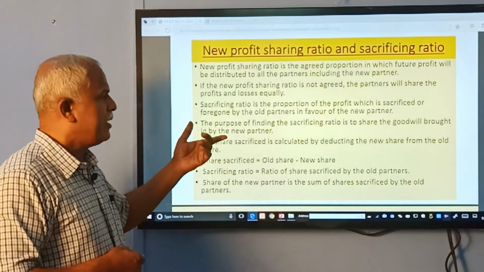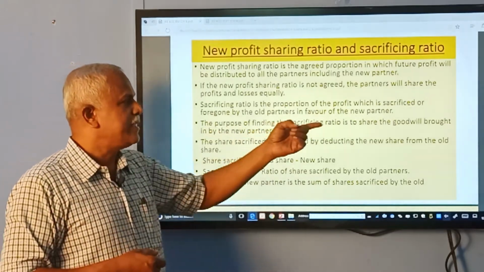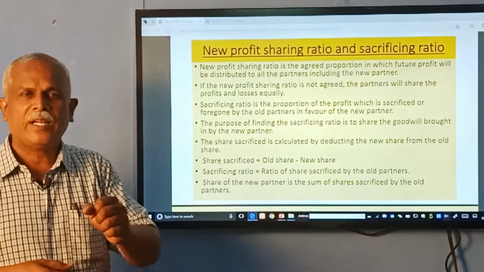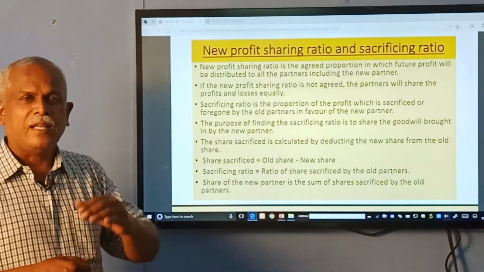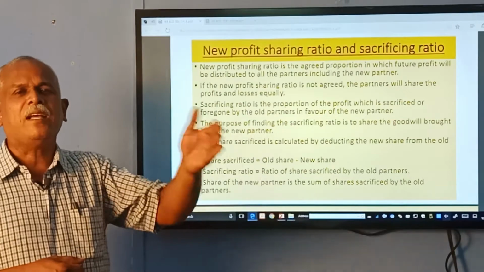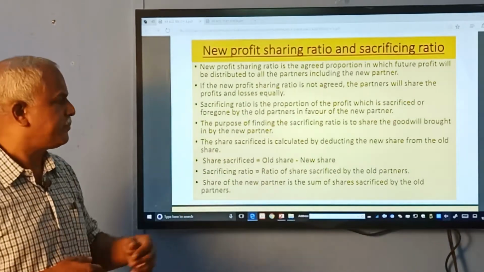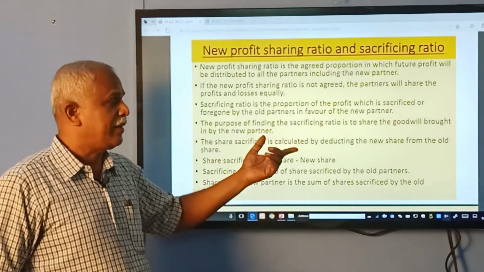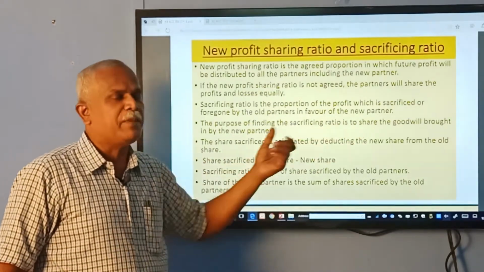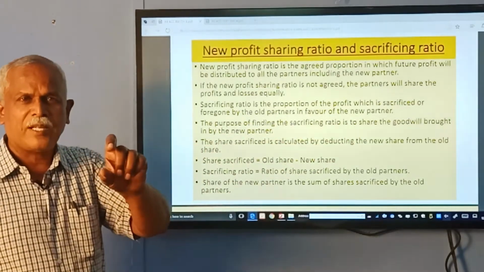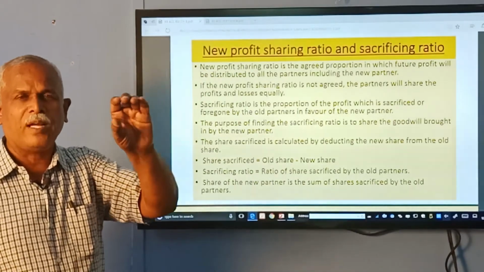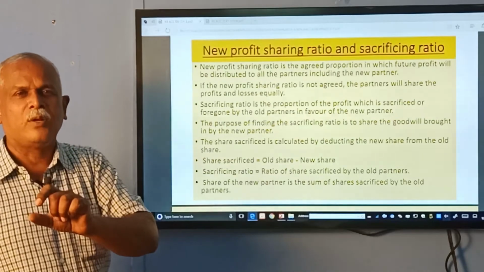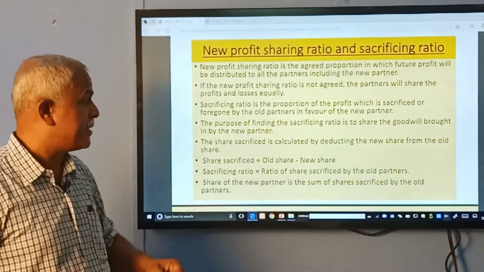What is the purpose of it? It is to share the goodwill brought in by the new partner. Why do you calculate the sacrificing ratio? The sacrifice will be compensated. The share sacrificed is calculated by deducting the new share from the old share, because the old partner's old share will be more and now the present share may be lesser. So, whatever he loses, he has to be compensated.